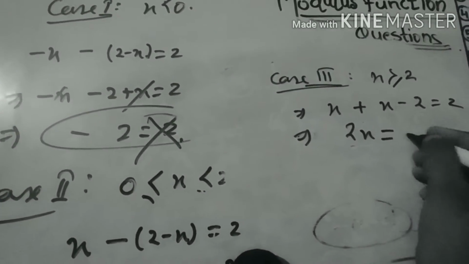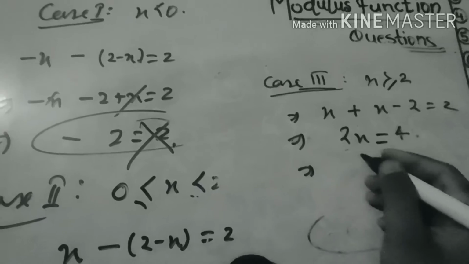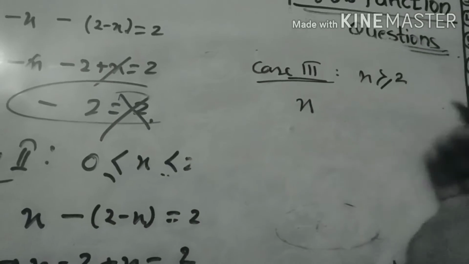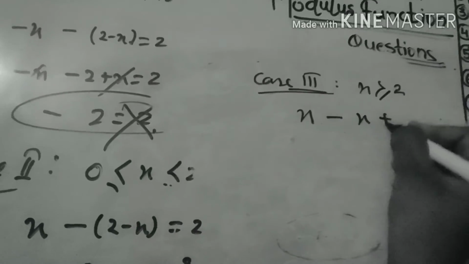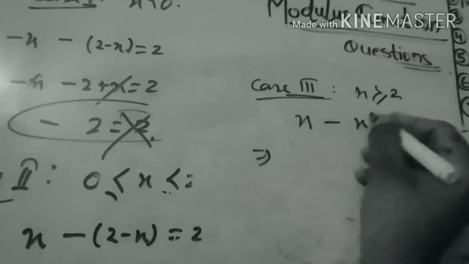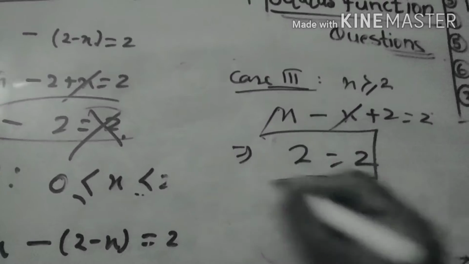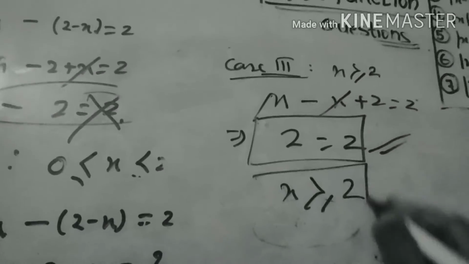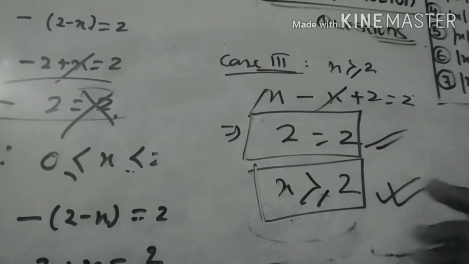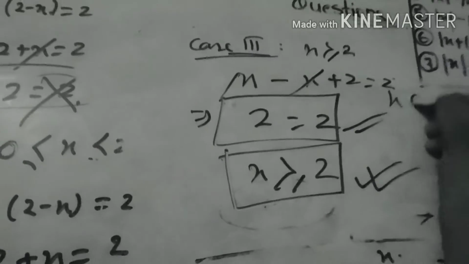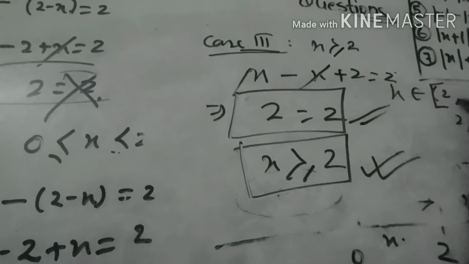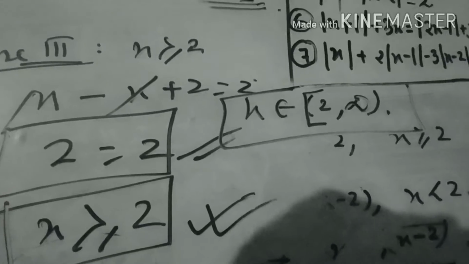Sorry, the question was modulus x will be returning x and modulus will remain same, that will be x minus x plus 2 equals to 2. So x cancel out, 2 equals to 2 is always possible. So the value of x will be greater than equal to 2. So the value of x will belong to 2 to infinity.